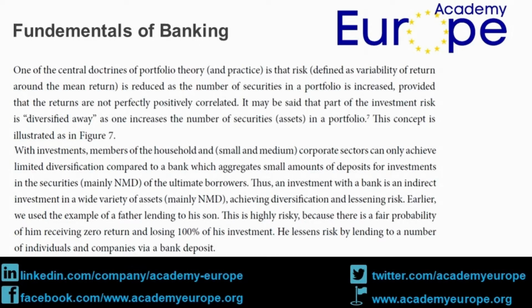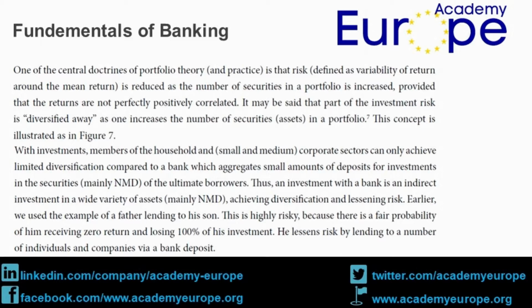One of the central doctrines of portfolio theory and practice is that risk, defined as variability of return around the mean return, is reduced as the number of securities in a portfolio is increased, provided that the returns are not perfectly positively correlated. It may be said that part of the investment risk is diversified away as one increases the number of securities, assets, in a portfolio. This concept is illustrated in Figure 7.